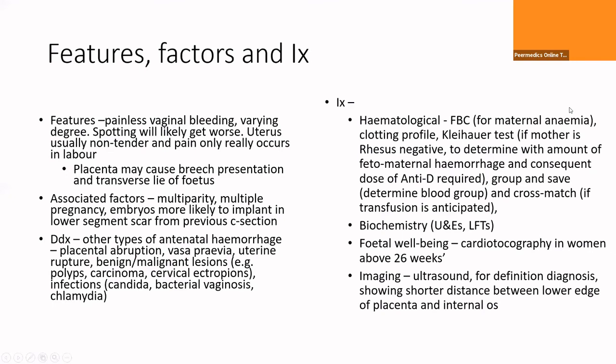So how are we going to investigate it? Consider hematological investigation, so a full blood count for any maternal anemia, and a clotting profile. You want to determine the mother's rhesus status, doing a Kleihauer test in any situation where you're considering hemorrhage can be a risk, because any time that you get potential mixing of maternal blood with fetal blood, if you know mum is rhesus negative, or you don't know the mother's rhesus status, you're going to have to give a dose of anti-D within 72 hours of that event occurring.